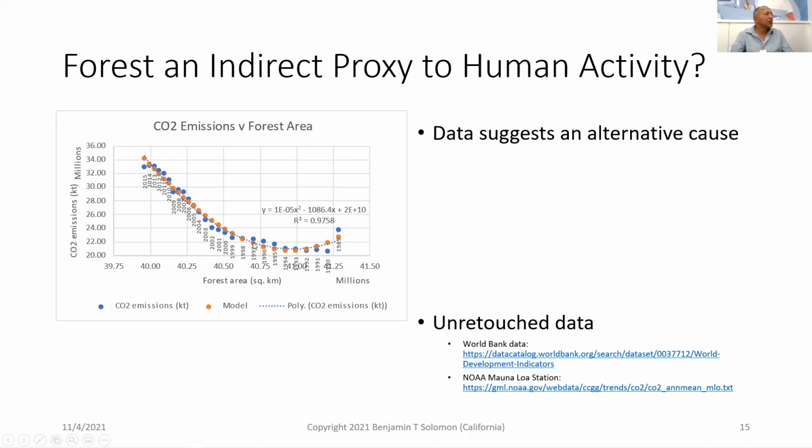And then after 93, as the forest area decreases, because you're going back this way, the carbon emissions go up. But you notice this spot here, that even though the carbon emissions have gone up to 34, the forest area has dropped a little bit. Okay, so that suggests that there is probably a different reason for global warming. It is forest area is an indirect proxy for carbon emissions and therefore human activity. And that's why you get a nonlinear function of this.